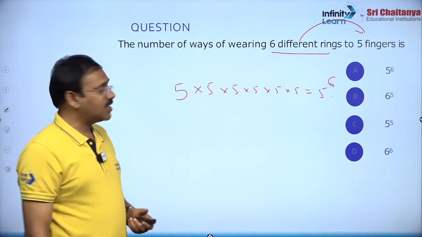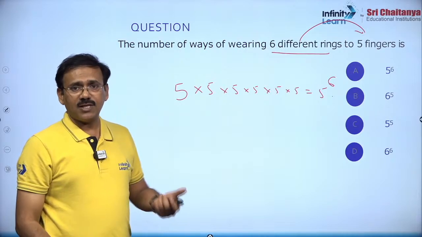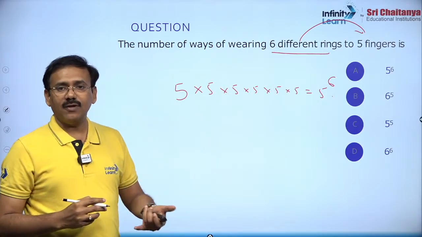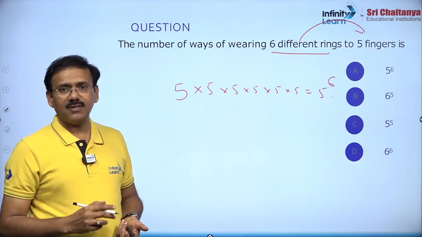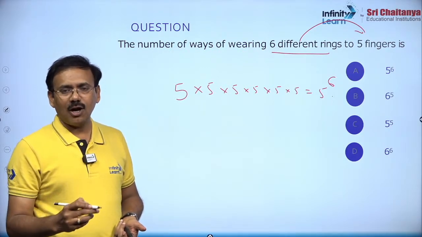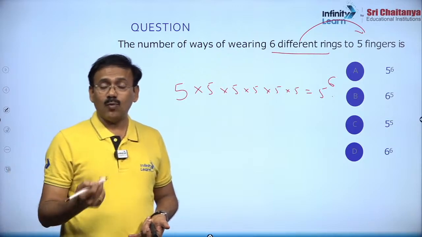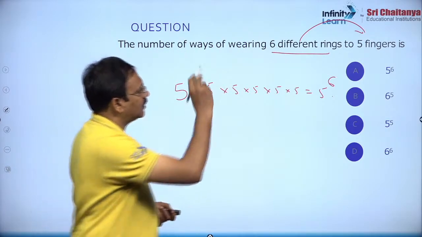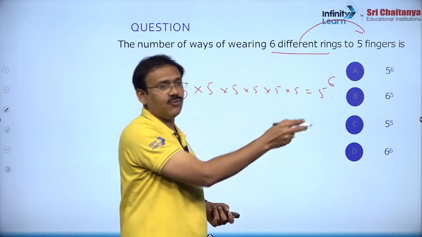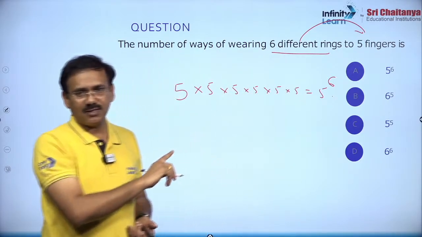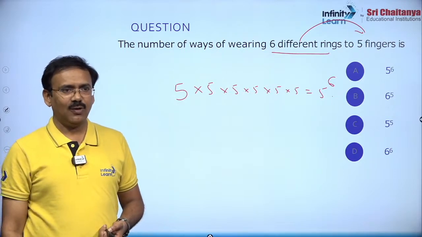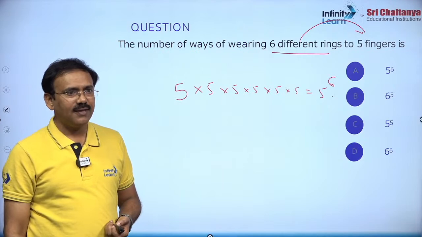If somebody says why not 6 power 5, so first finger can receive any of the 6 rings, second finger, but here, my dear friends, this analogy is wrong, because finger number 1 may or may not receive some ring. So, this is why always think from rings to fingers, not from fingers to rings. It is very, very important. In that case, you will get 5 power 6. Okay, dear students.